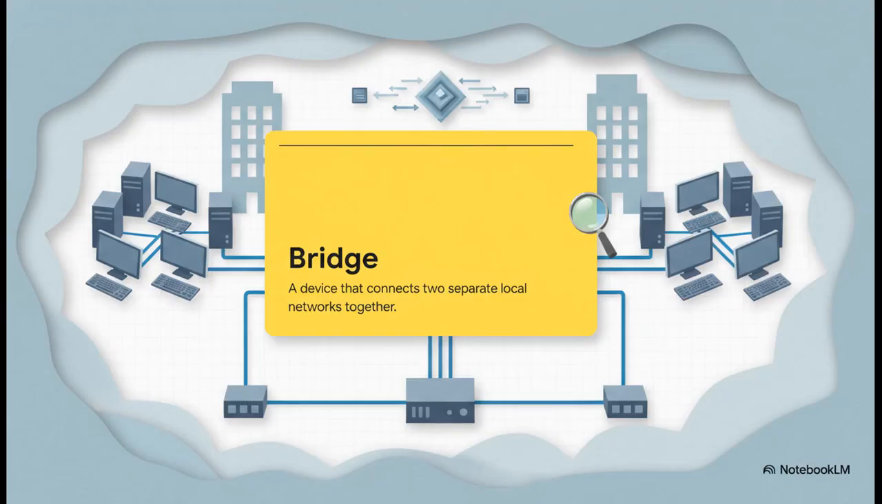Now, switches do a phenomenal job of building out a single local network. But what if you have a group of computers on a switch in one office building and another group in a building across the street, and you need them to seamlessly share resources? That's where a bridge comes in. A bridge is a specific piece of hardware deployed to connect two entirely separate local networks together, literally bridging the physical gap so they can operate and share data as if they were one unified system.